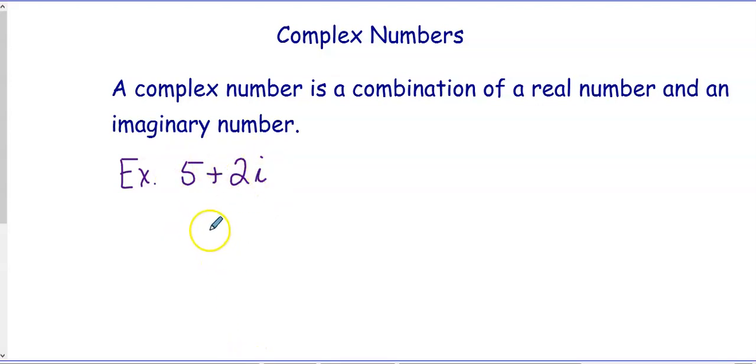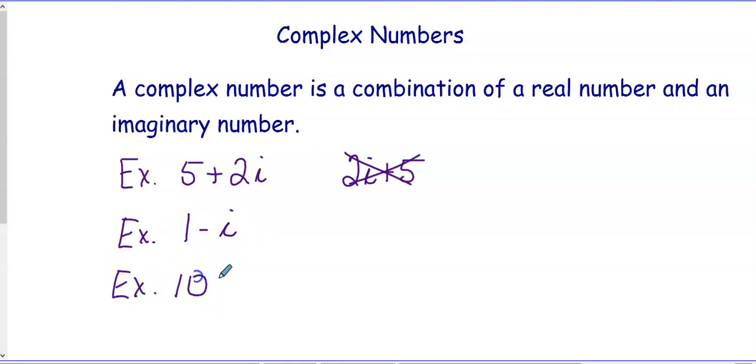They are not like terms. I can't combine them in any way. So I have my real number, I have my imaginary number. You really don't want to write this like this. This is not standard form. This is standard form for a complex number. So you want the real number first and then the imaginary number. That doesn't mean you won't see them written like this, but this is how you want to rewrite it. Another example would be 1 minus i. That's a complex number. And then one more would be 10 plus 3i.